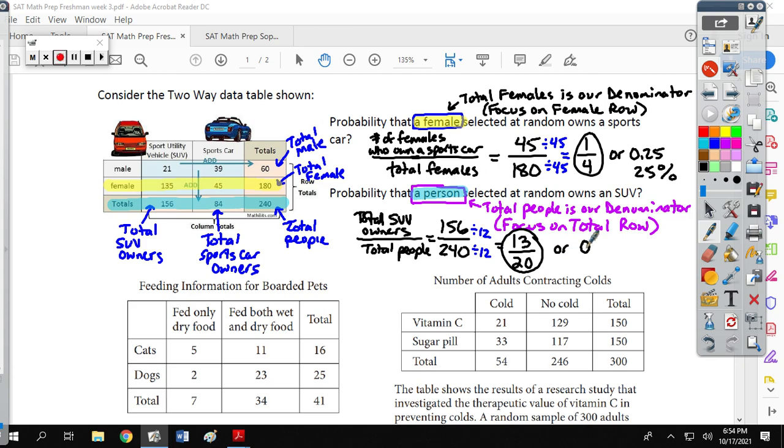You could also give the decimal equivalent or the percentage. But keep in mind that these questions are going to be multiple choice, which means you need to understand that the fraction, the decimal, and the percentage are all the same answer. Okay, moving on to our second example.